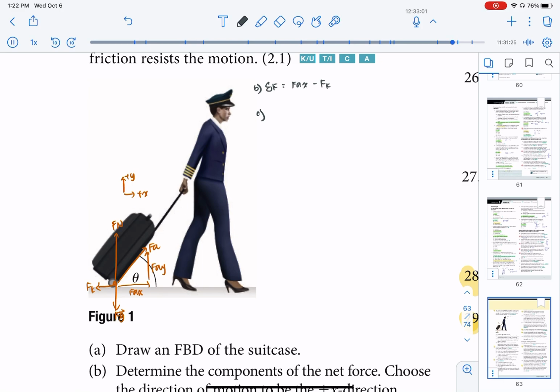And then as we go through our routine, we put in the equations that we know. We don't know Fn, so we go to the y direction and we should get the answer.